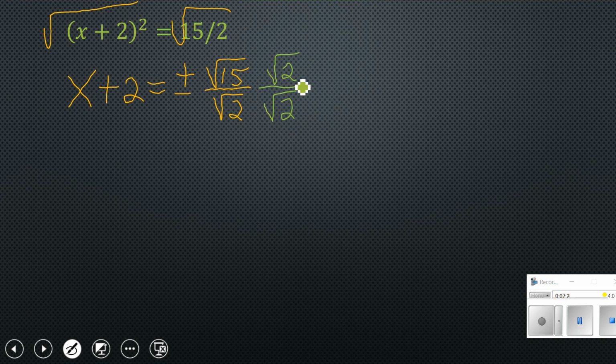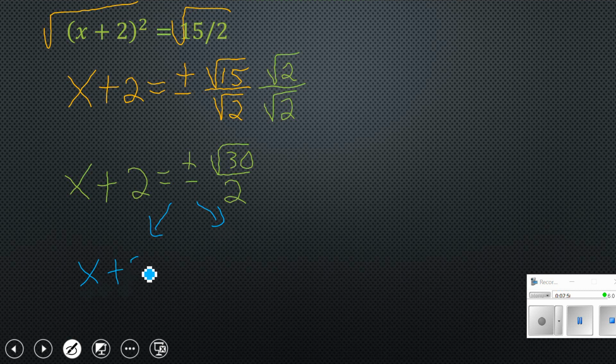Okay, so I'm just going to bring down my x plus 2 equals plus or minus. And up top, we get square root of 30. And down below, we get 2, because square root of 2 times the square root of 2 is 2. All right, and again, just like we did before, when we get to this plus minus, and we have something on the left side that we have to deal with, we're going to split into 2 equations. So we have x plus 2 equals positive square root of 30 over 2. And we have x plus 2 equals negative square root of 30 over 2.